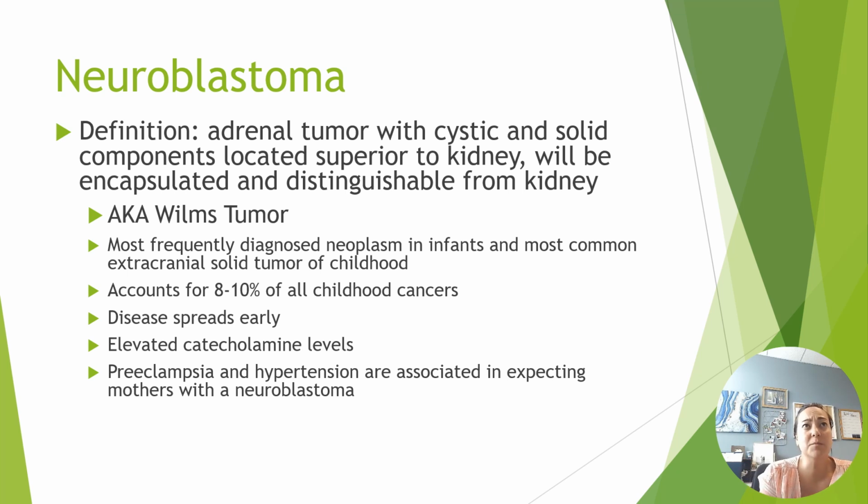Neuroblastoma is actually an adrenal tumor, but is common enough that we'll talk about it in this section. So that's an adrenal tumor with cystic and solid components. It is near the kidney, but is located within the adrenal gland, and should be encapsulated and distinguished from that kidney. You may hear this called a Wilms tumor, and this is the most frequent tumor of infants in childhood, and it accounts for 8 to 10% of childhood cancers. It does show up pretty early in life. These kiddos can have elevated catecholamine levels, and in pregnancy, moms may have preeclampsia or hypertension associated with this neuroblastoma.